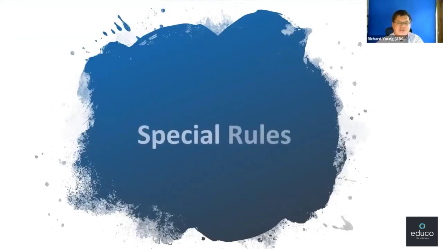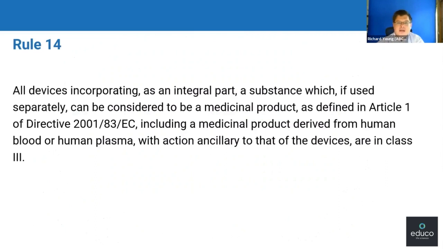This takes us into an interesting area of special rules. And these are really designed to mop up all the other things that haven't been covered in other elements we've been doing here. So Rule 14 talks about devices that have a medicinal product incorporated in them, and stuff that might be derived from human sources like blood or plasma, which action is ancillary to that of the device, are in class 3.